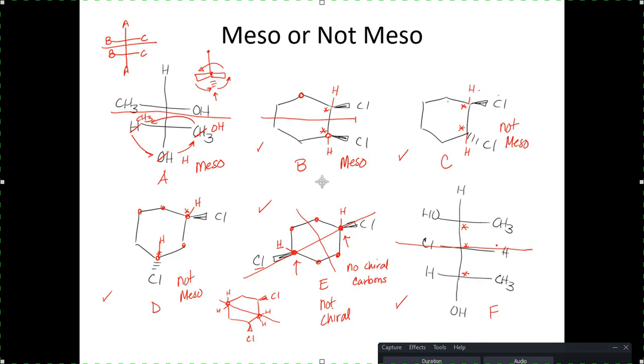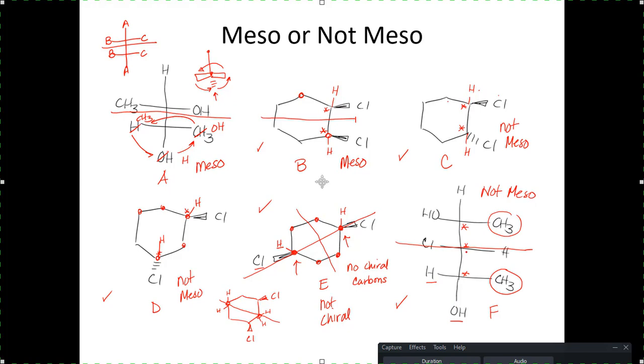We'll notice that for the top and the bottom chiral carbons, the methyl groups are already aligned, and the H and the OH are not. So I could line up the H's, but then the other 2 groups won't line up. So when you see 2 groups that are aligned and the other 2 aren't, that answers the question. So F is not meso. Okay? So that is how we determine whether meso or not meso.